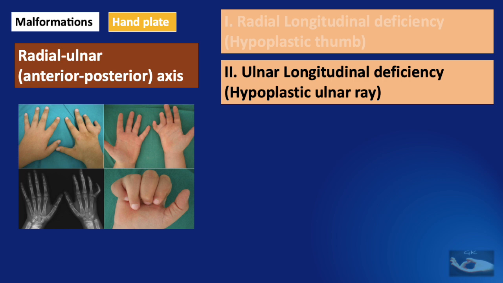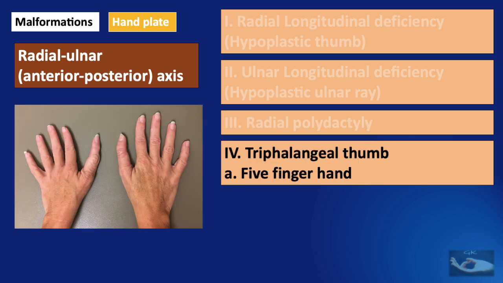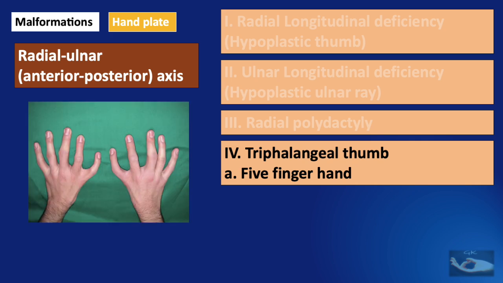This deficiency can manifest on the ulnar side in ulnar longitudinal deficiency, where we can see a hypoplastic ulnar ray, where there is a deficient development of the ring and little fingers. In radial polydactyly, there is a duplication of the fingers on the radial side, here the thumb, and in a triphalangeal thumb, which is otherwise known as a five-finger hand, the thumb has three phalanges as against the normal two phalanges. This gives the appearance of a finger to the thumb, hence called the five-fingered hand.